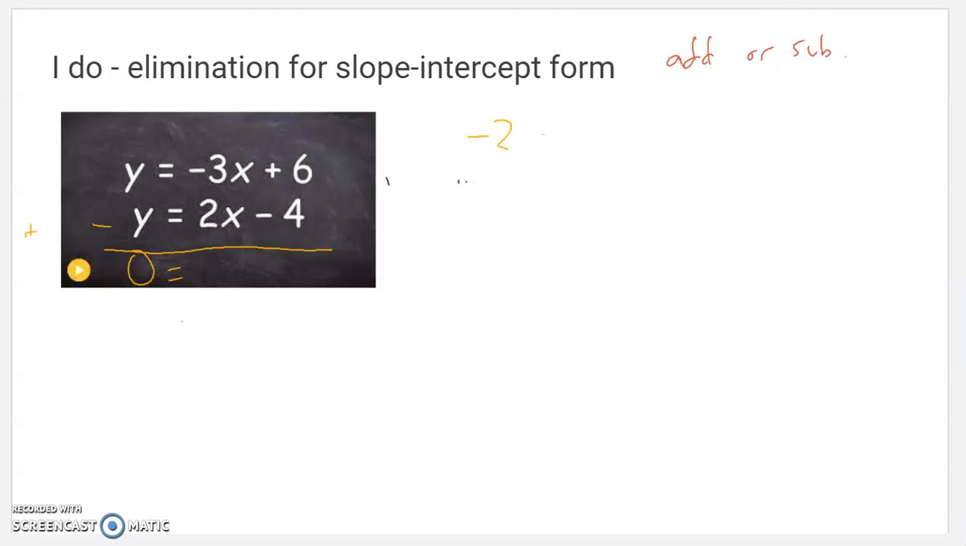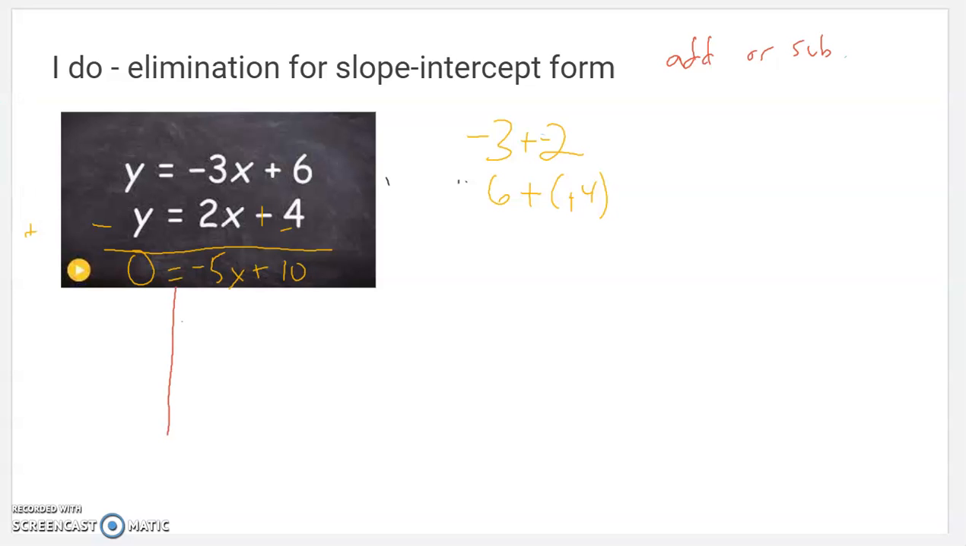Let me not mess that up. Negative 3 minus 2 is the same as negative 3 plus negative 2, so that makes negative 5x. And 6 minus negative 4, let me not mess that up either, is the same as 6 plus positive 4, which is 10. So by subtracting those, y has been eliminated. I only have one variable left, just x. And when I only have one variable, I've got the tools to figure it out.